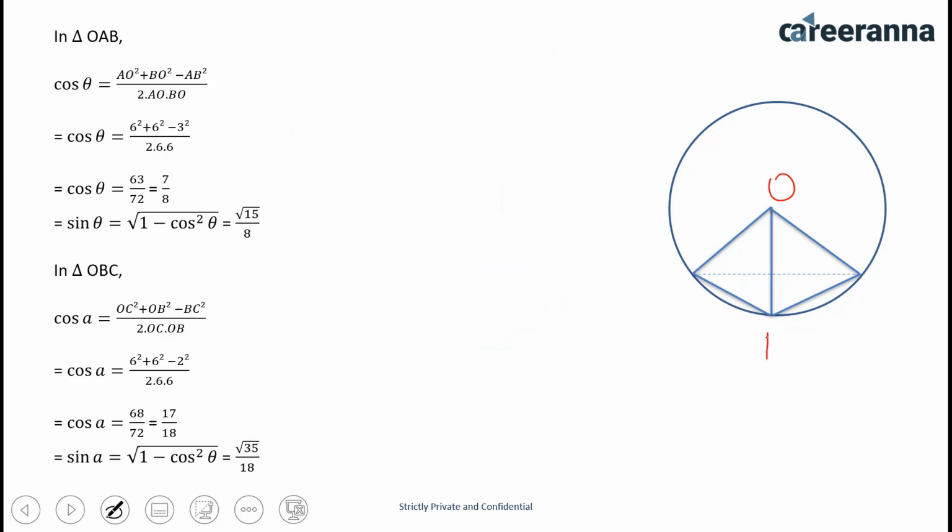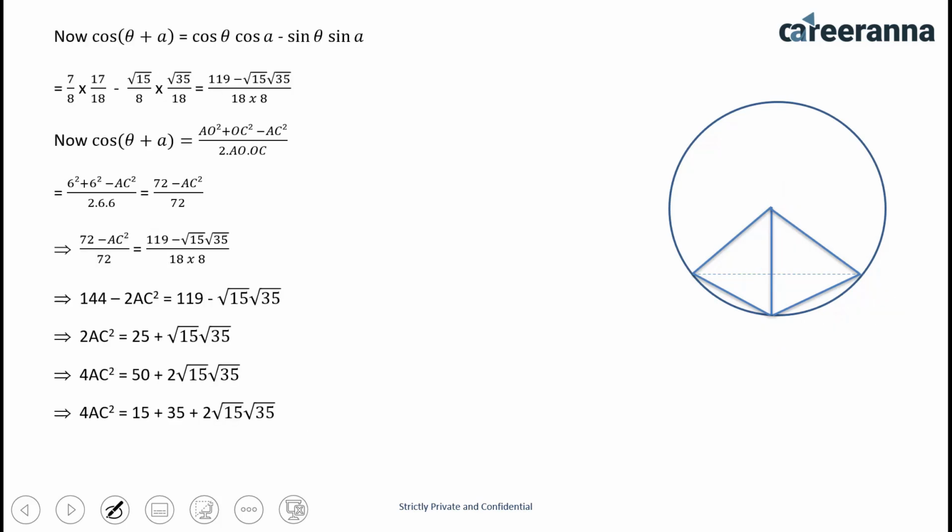I'll now discuss the triangle where my angle is alpha. I know this value is 6, this value is 6, and this value is 2. Now I'll use the same formula again: cos alpha is OC square plus OB square minus BC square, which is 6 square plus 6 square minus 2 square, upon twice of OC into OB. Then we substitute the values, so cos alpha comes out to be 17 upon 18. So sin alpha you can directly write as root of 17 plus 18 divided by 18. Let's see what our next step is.